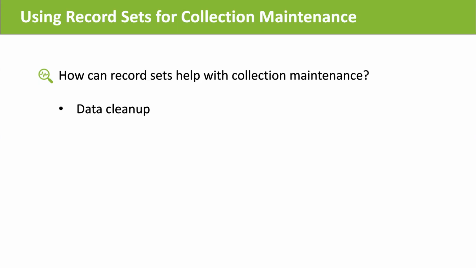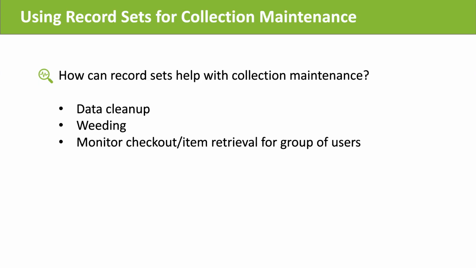Also, since you can add records to sets individually, sets give you the ability to really focus in on a specific group of records, which makes them really helpful with weeding. And for those who do any type of outreach, sets can also help you manage and retrieve checkouts to a set of users. So our previous segments worked mainly with bibliographic record sets. This segment is going to focus on two examples that highlight item record sets and patron record sets.